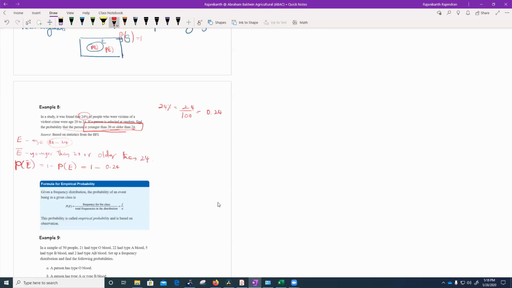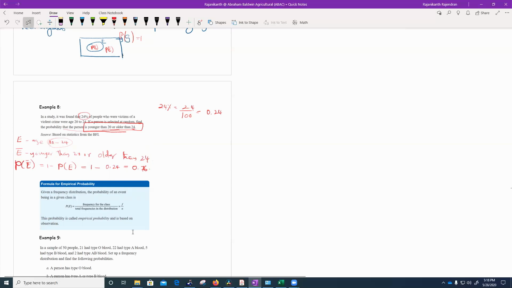Okay, therefore the probability of E complement is nothing but 1 minus P(E). P(E) is 0.24, so subtract from 1, so you will get the remaining from 1, which is the E complement. So that is my answer. So read your problem carefully, identify event E and E bar, then use the relationship whatever we have, then you will get the answer. Okay, so this is all about the classical probability.